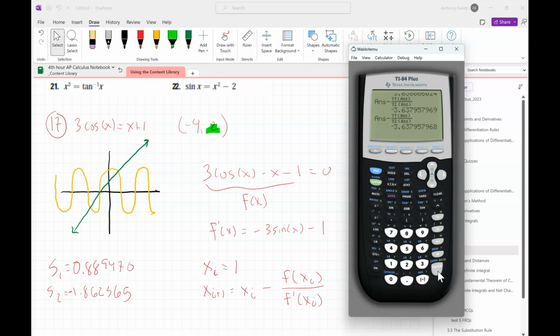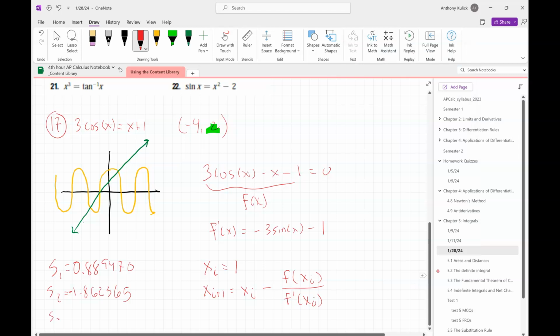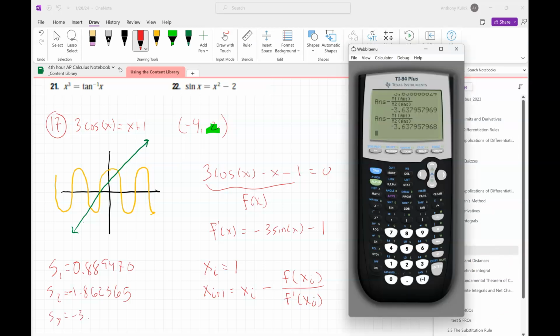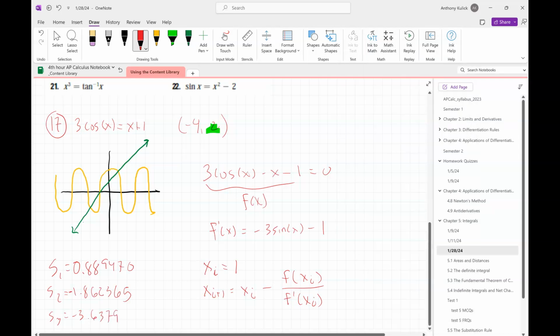Negative 36.37958. Negative 36 something, 66 something. 637958. And that probably does it, right?